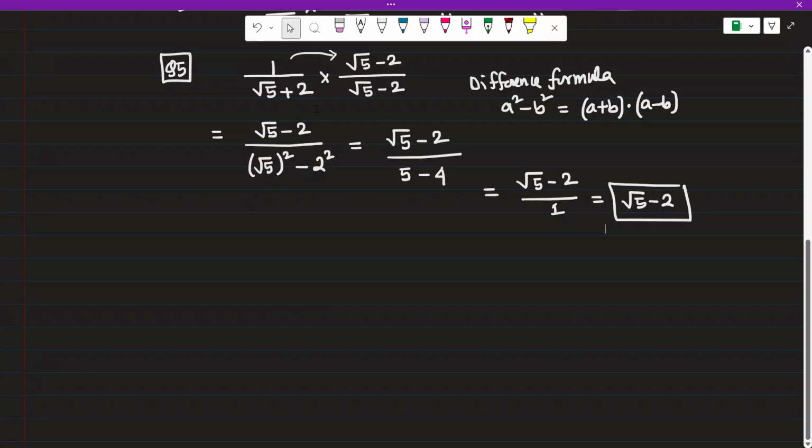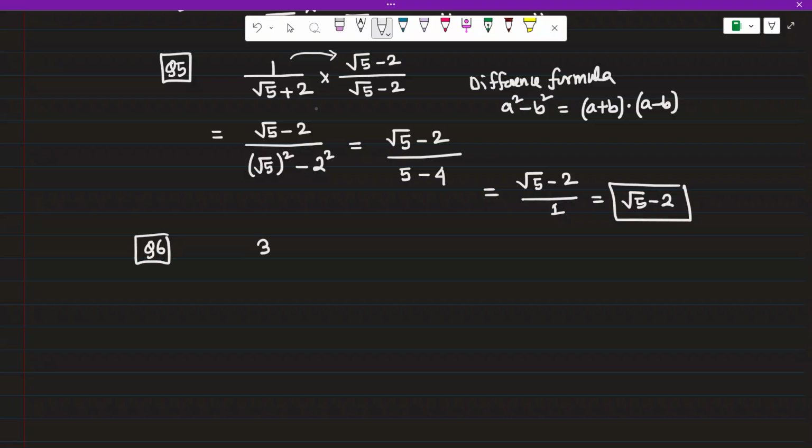Let us take our next problem, question 6. 3 over root 7 minus 1. To rationalize the denominator, we multiply by the conjugate of the denominator, which is root 7 plus 1, over root 7 plus 1.